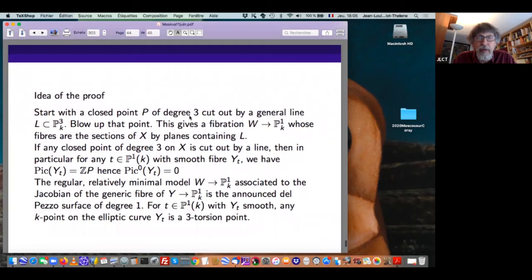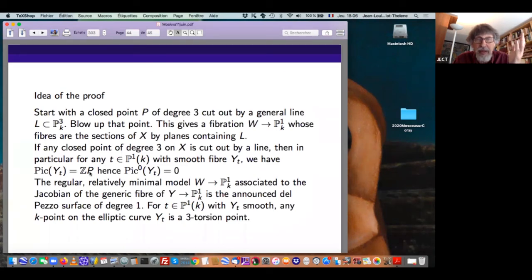You start with your closed point of degree 3, cut out by a general line L on P3. You blow up that point. So you get a fibration W to P1, whose fibers are the sections of the cubic surface by the planes which contain L. Now, if any closed point of degree 3 on X was cut out by a line, you look at these curves of genus 1, and you find that any closed point of degree 3 on this curve of genus 1 would be cut out by a line. And so what this implies is that the Picard group of the fiber is reduced to the group spanned by the closed point P.